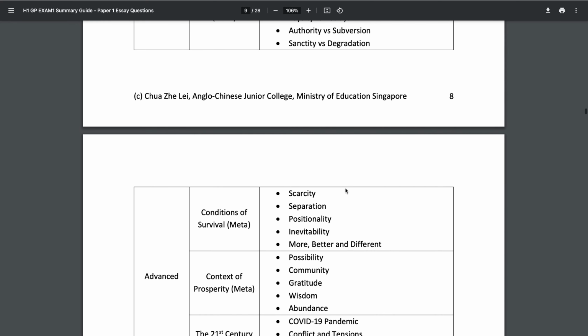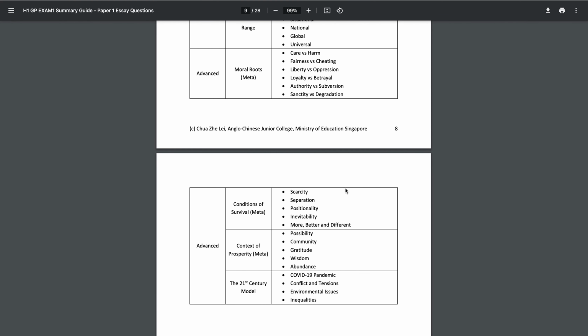Now, for moral roots, conditions of survival, context of prosperity, and the 21st century model, these are all advanced techniques that, if you're ready, you should use. But if you're not ready, there's no obligation for you to use them. But this will make your paragraph reach the highest and deepest level possible.